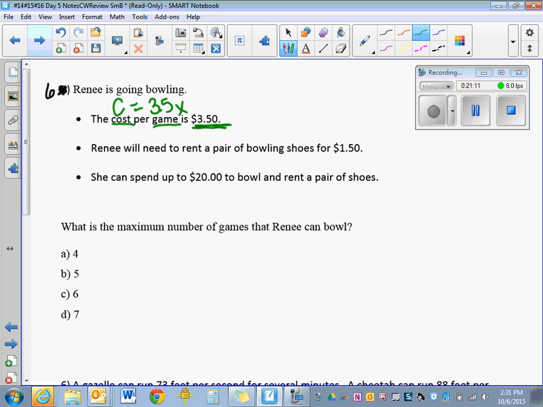Okay? Then the next sentence tells us Renee will need to rent a pair of bowling shoes for $1.50. When you rent bowling shoes, do you have to keep re-renting them for each game? No, you just get them once for the entire night, right?